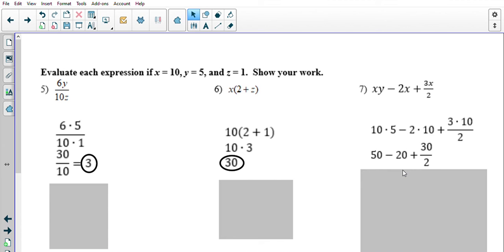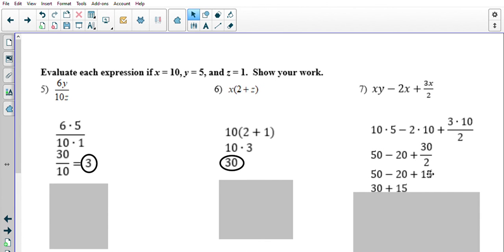So we work left to right at this point. Once we simplify our fraction, 30 divided by 2 is going to get us 15. So divide here. Then we've got 50 minus 20, which is 30. Do 30 plus 15. And that, of course, is going to get you 45 for your solution.